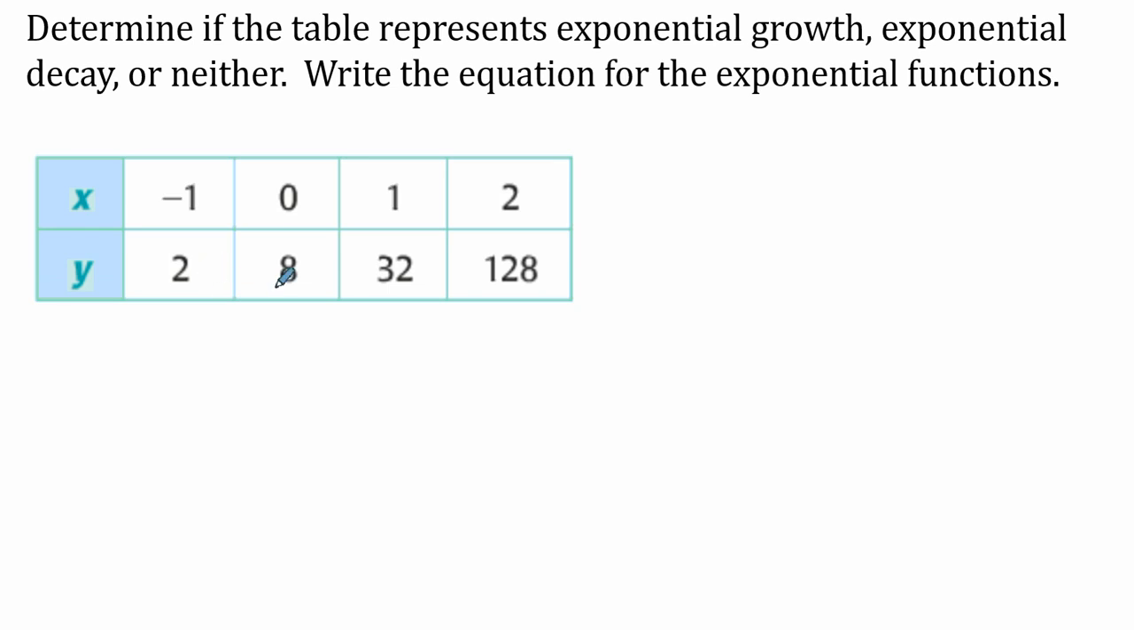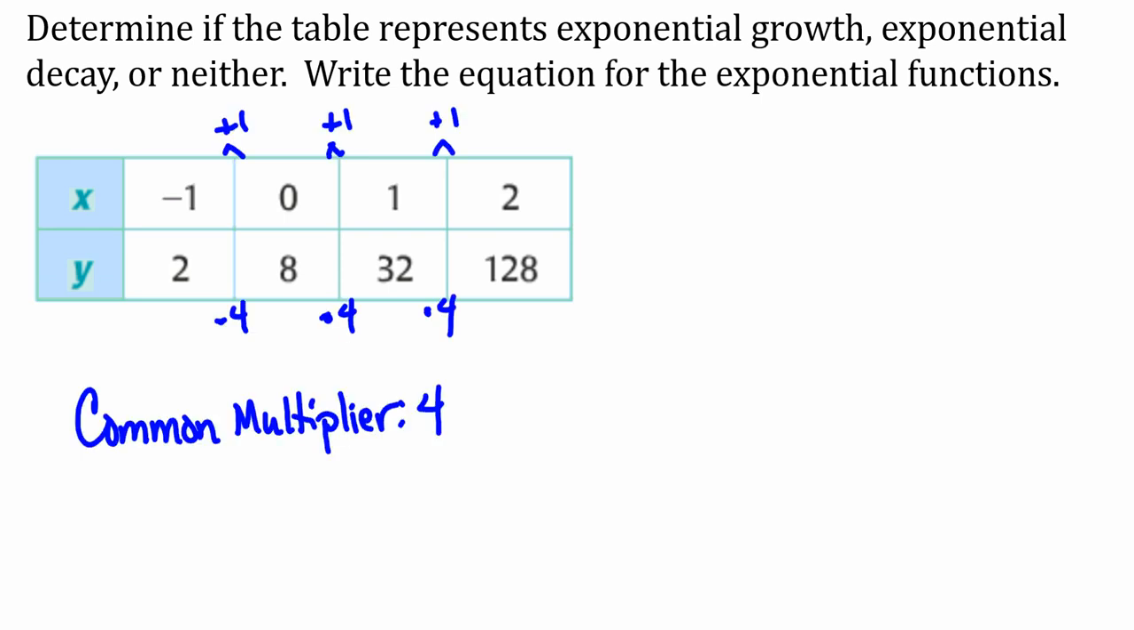We go 2, 8, 32, 128. Well, we can see it's not a constant rate of change when we're adding or subtracting something. So perhaps it's a multiplier situation. So you take the current divided by the previous. What do I mean? I take 128 divided by 32, see what I get. 32 divided by 8, see what I get. 8 divided by 2, see what I get. By looking at those ratios, we can see that we have a multiplier of 4 going on here.